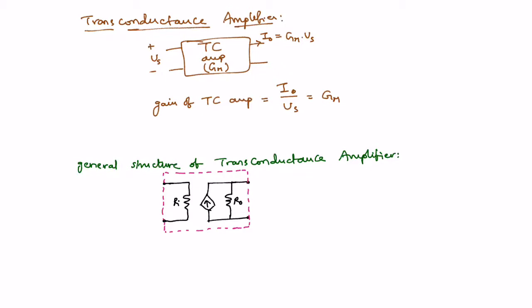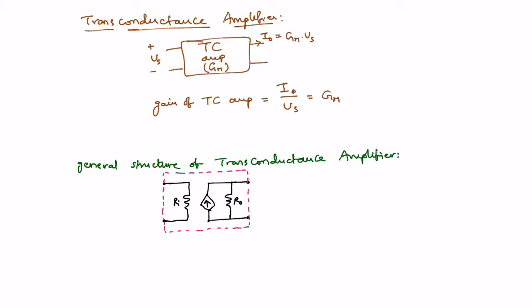As we know, conductance is defined as the ratio of current to voltage. So I by V is the conductance. Output parameter is the numerator, input parameter is the denominator. So here it is I naught by Vs. The gain of a transconductance amplifier means output by input, I naught by Vs, and it is indicated with Gm.